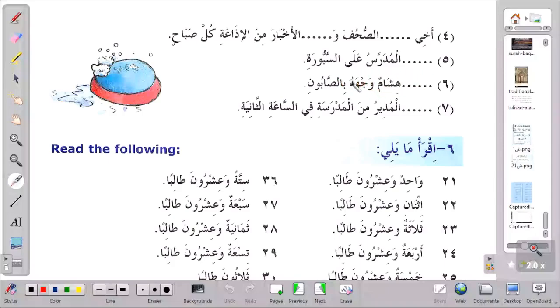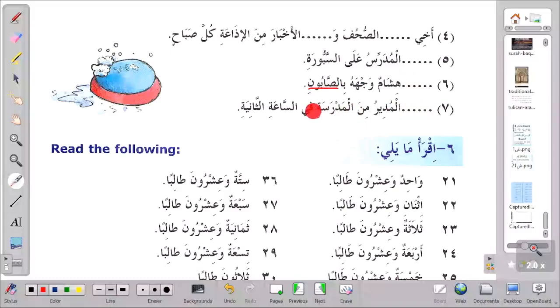Yaghsilu Hishamun wajhahu bis-sabun. So how do I know it is yaghsilu? As I said, that was just how I was taught, and that is how we learn them. Hisham is washing his face with soap. The sabun is the soap, the soap that you use to wash your dress or whatever.